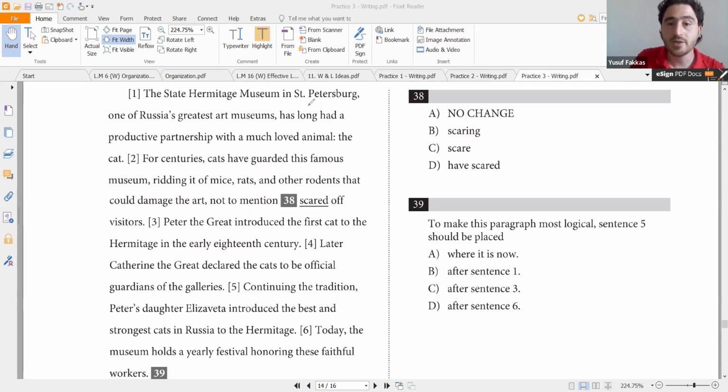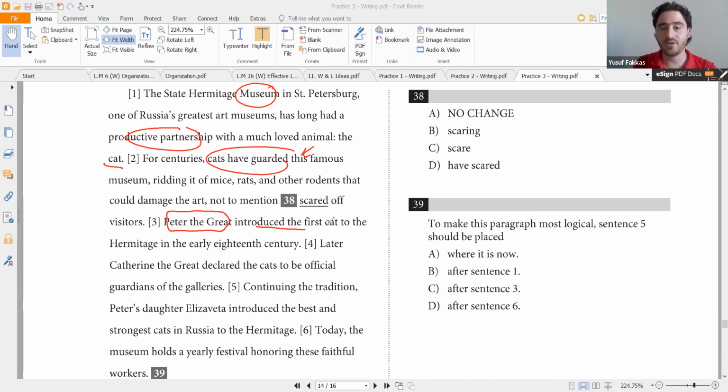All right, let's continue. So remember, we're reading, we're highlighting the main points. So museum, partnership with the cat. And the first key point is protecting the museum. Okay, what's next? Peter the Great introduced the first cat to the Hermitage in the early 19th century. Okay. Later, Catherine the Great declared the cats to be official guardians of the galleries. All right, so here we have Catherine the Great. Okay, declare them as official guardians.